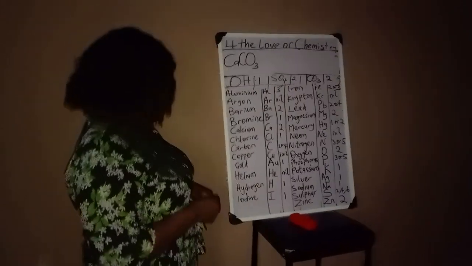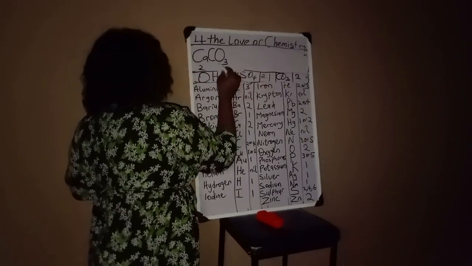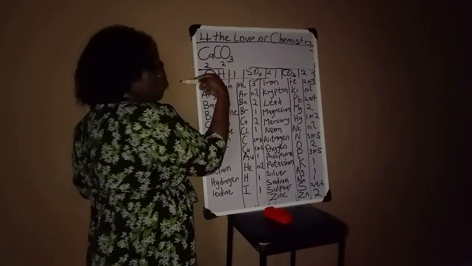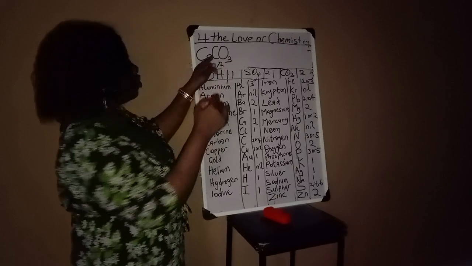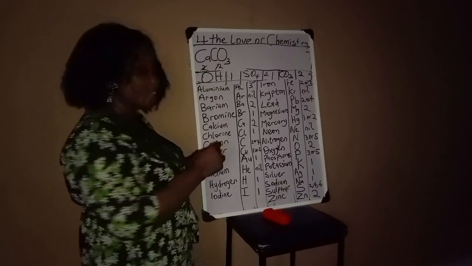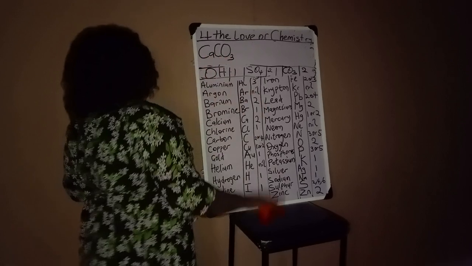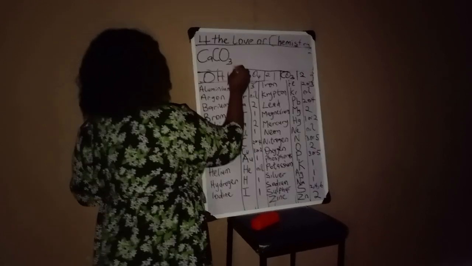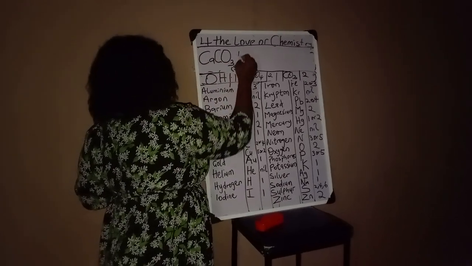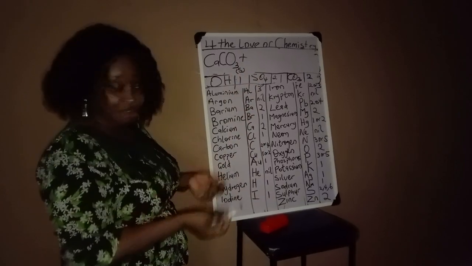Now let's see what happens. Calcium has a valency of 2. CO3 has a valency of 2. Exchange of valency, 2 will cancel 2, so we have just CaCO3 left. So this is the correct formula for that compound. And it's a solid. Limestone is solid, your cement is solid.